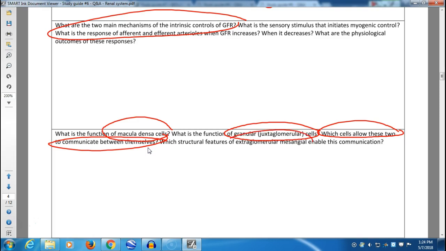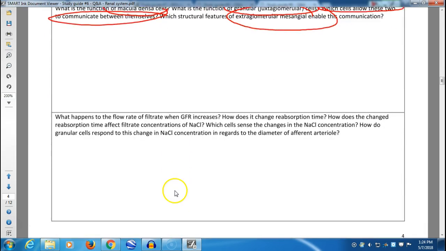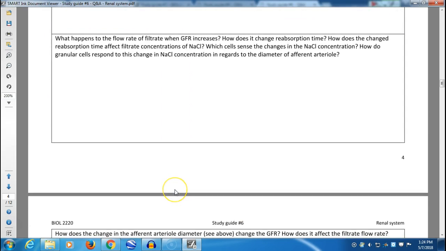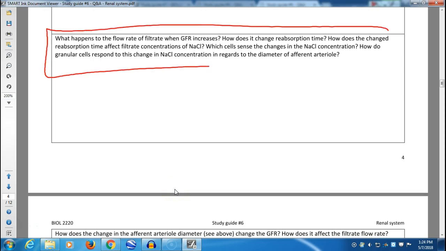Structural features of mesangial cells. They have gap junctions. We just talked it through. This thing, that's the tubular-glomerular feedback mechanism. We just talked it through.